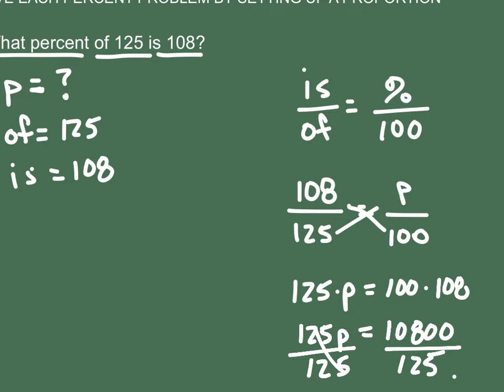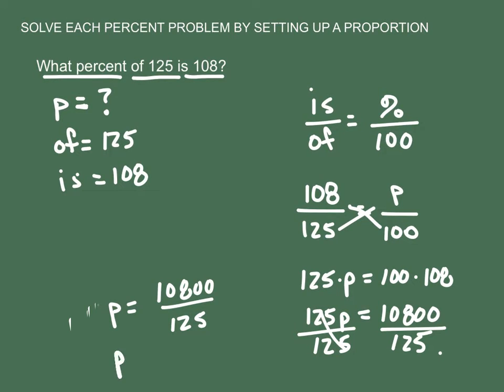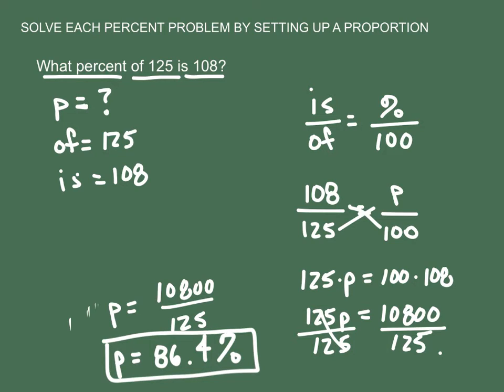The 125 divides out. So your P value, your percent, is 10,800 divided by 125. This gives you a value of P, your percent, equal to 86.4, and then we just write that as our percent. The difference with using a proportion is that you don't have to change this into a decimal. You can just calculate your percent and leave it as is, because your percent is out of 100, and that's what that means. Let's take a look at another problem.